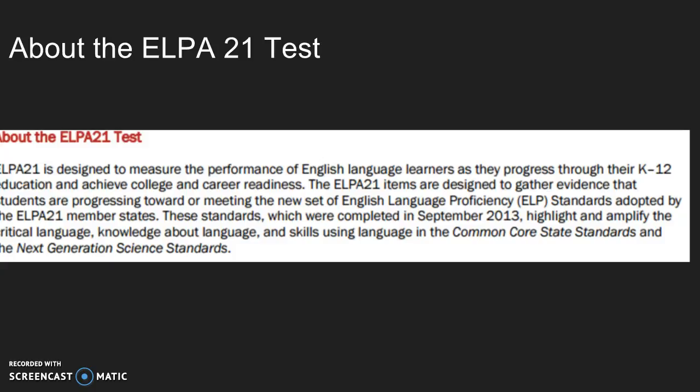The ELPA 21 test is an English language proficiency test, and we test our K through 12 ELLs to see how their English language is progressing. There are 4 domains: reading, writing, speaking, and listening, and these are all aligned with Common Core state standards.